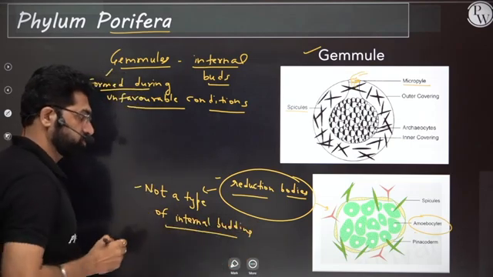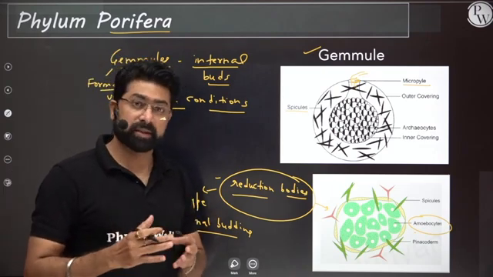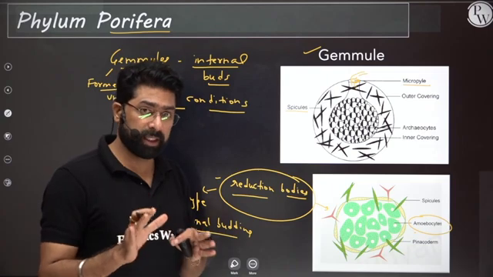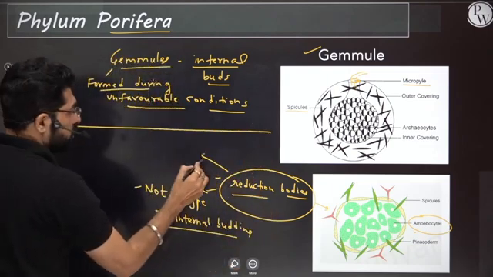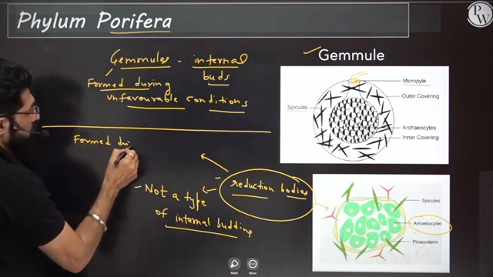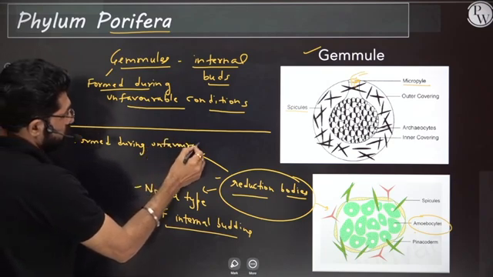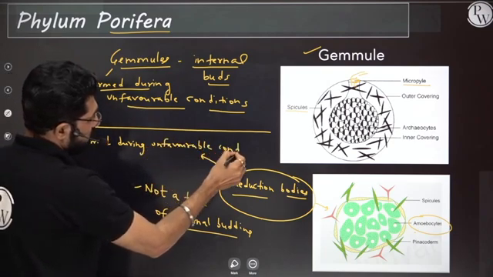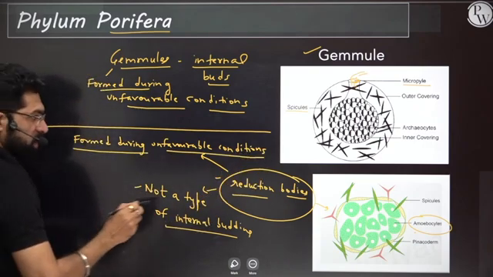Okay, let's see. Now suppose this is also formed during unfavorable conditions. First you remember this also. Okay, let's talk about this. Formed during unfavorable conditions. What are these then? What are these going to do now?